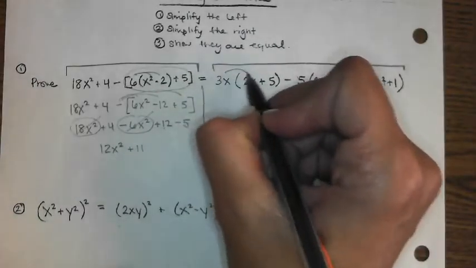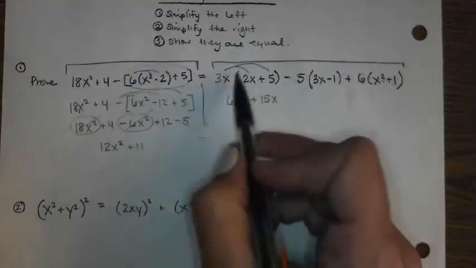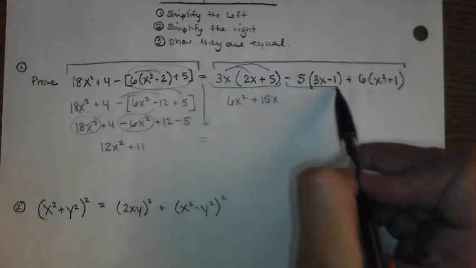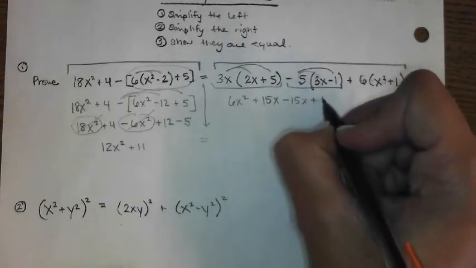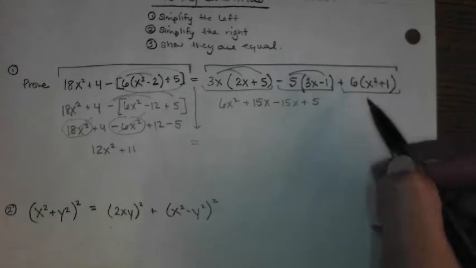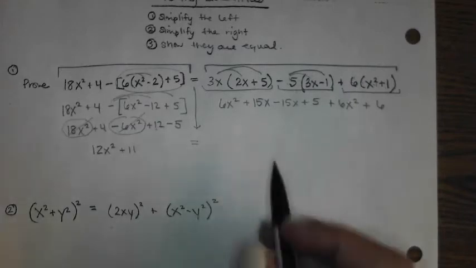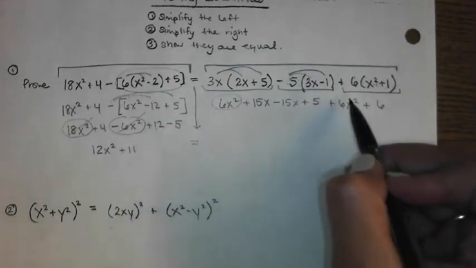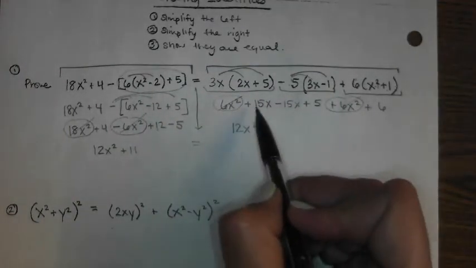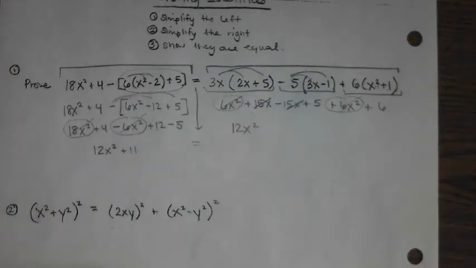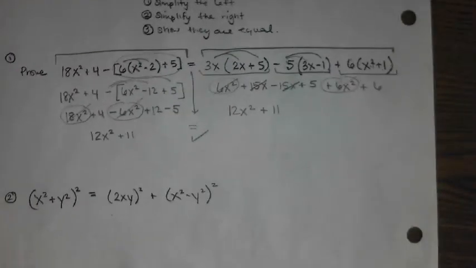We will see. 6x squared plus, I'm distributing, 15x. That takes care of this first part. Here I can distribute my negative 5, so minus 15x plus 5. I'm multiplying. And then I'm going to distribute my 6 on the third piece. Plus 6x squared plus 6. Now I'm going to combine like terms. I've got 6x squared plus another 6x squared is 12x squared. Done. Plus 15x minus 15x cancels. Plus 5 plus 6 is 11. There, I've proven it. Okay?